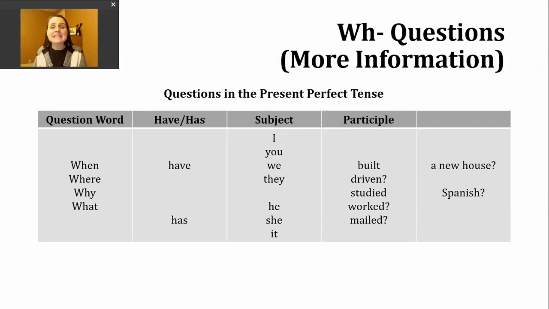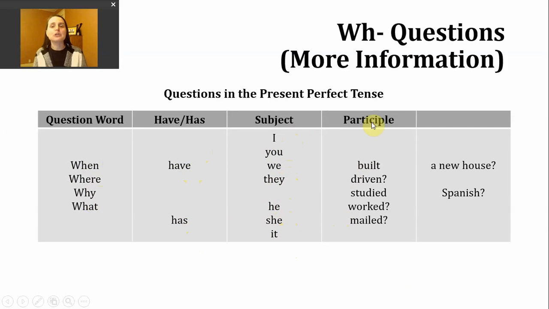So let's take a look at the structure of making a present perfect more information or WH question. Again, like all the others, we'll start with a question word. I have some examples here on the screen that you can follow along with. After that, we're going to use have or has, depending on what our subject is. So you can see have matches up with I, you, we, and they. Has matches with the subjects he, she, and it.